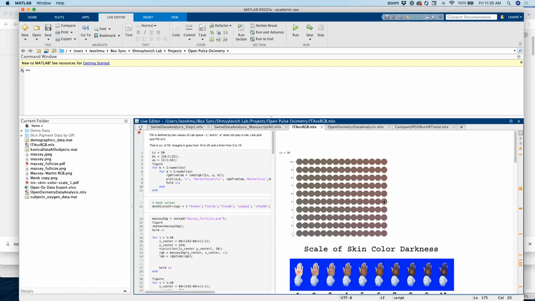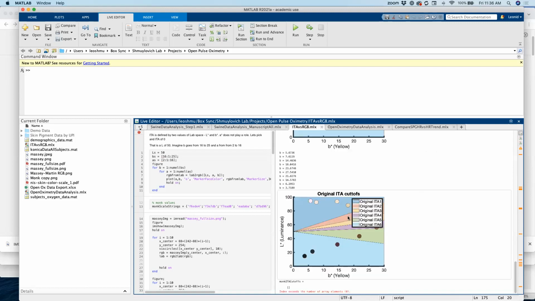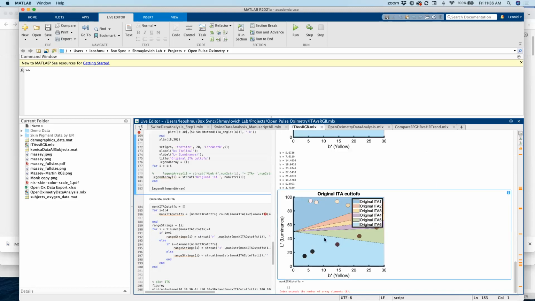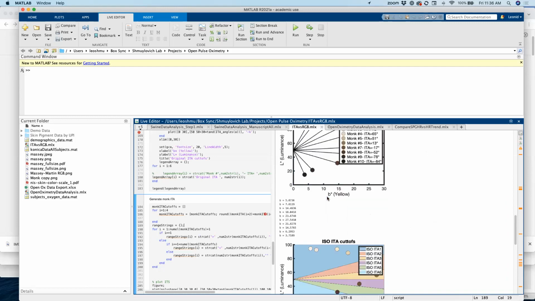Okay, this is just a simple calculation. All of these circles have an ITA of 0. Just a very simple demonstration. You have the ITA of 0 set because the L is 50, and that just shows you that you can have very different colors with the same ITA. In terms of something to consider, if you look at this cutoff, it is a little bit funny, but let me show you the Monk scale.